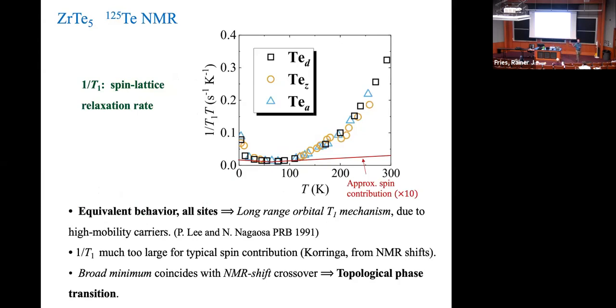So here's the T1. Remember, the T1 is the recovery time. And in this case, what we observe is also a minimum that occurs at the same temperature as the crossing in the shifts that we saw before. So this is 1 over T1, the rate. T1 is the time. So this is the rate, actually multiplied by temperature. But this is the behavior.